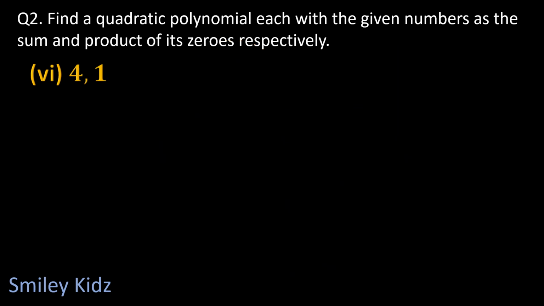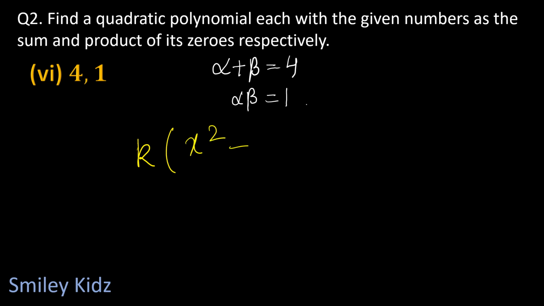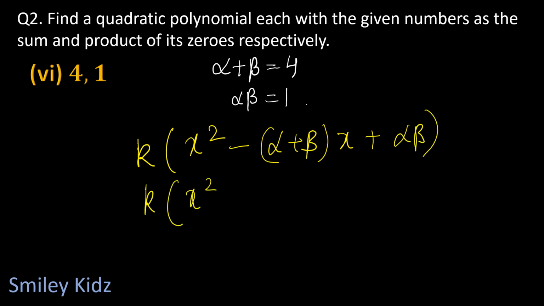Then we move on to the last sub question in this particular bit and this particular exercise, which says alpha plus beta is 4 and alpha beta is 1. Now again same procedure, isn't it? So it's going to be k into x square minus alpha plus beta into x plus alpha beta. Now again substitute the values of alpha plus beta and alpha beta. So we get x square minus 4x plus 1.